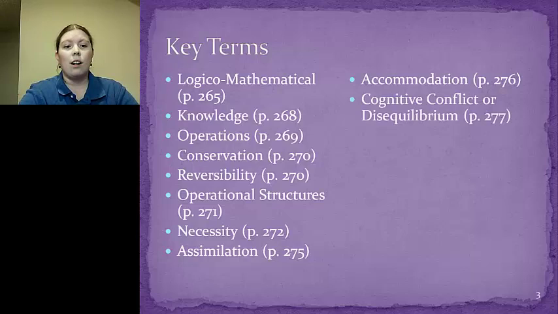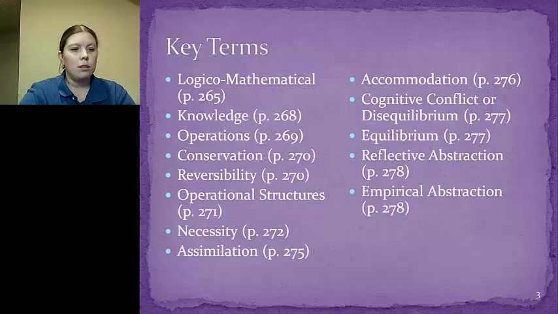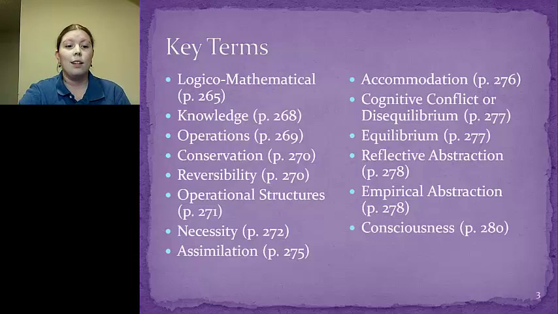Cognitive conflict or disequilibrium is a state of non-balance in the individual's cognitive development. Equilibrium is a temporary state of understanding. Reflective abstraction is the equilibration process that accounts for the transition between relatively impoverished and richer cognitive structures. Empirical abstraction is focusing on the observable characteristics of objects, and consciousness is the awareness of one's thinking.